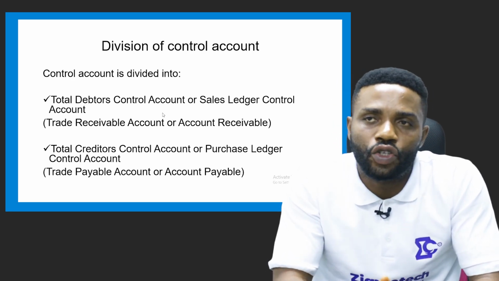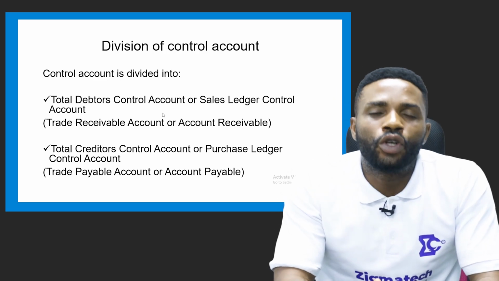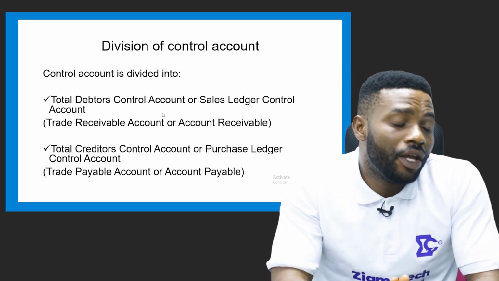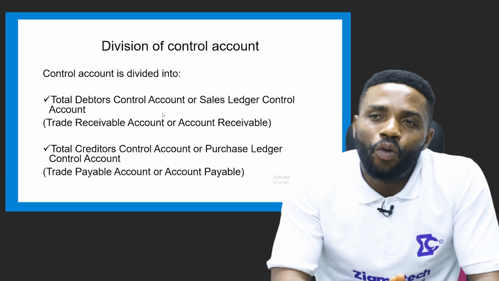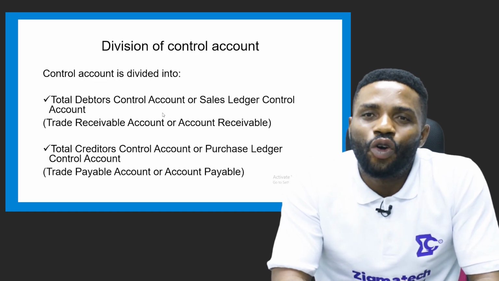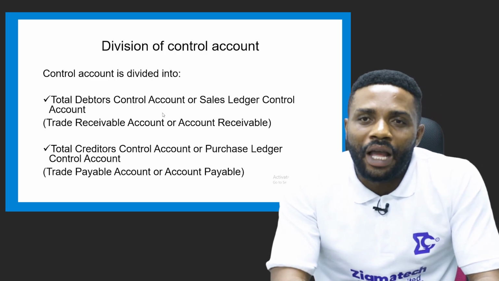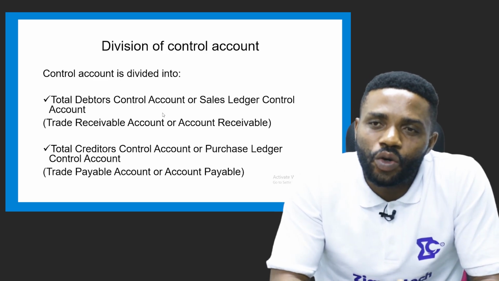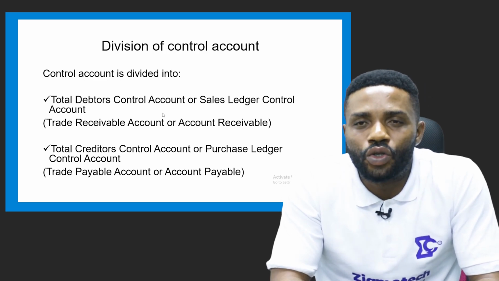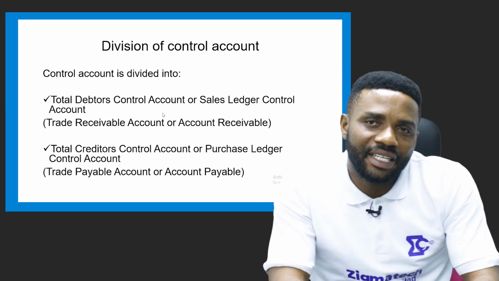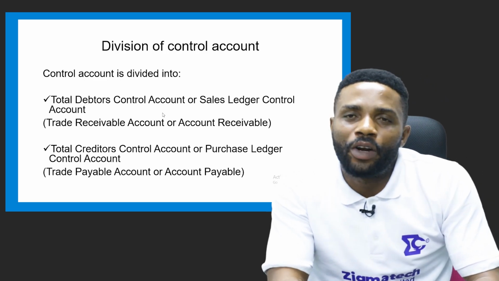We call it the division of control account. Control account is divided into total debtors control account, or what we call sales ledger control account, and total creditors control account, or what we call purchase ledger control account. Let me explain this briefly before we move further.